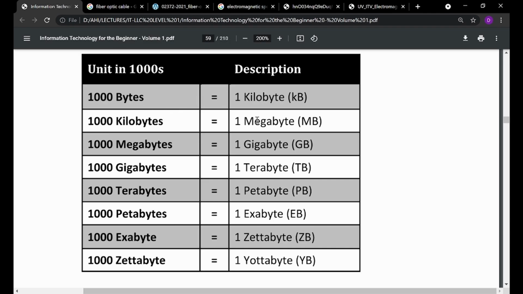Now 1,000 kilobytes is called 1 megabyte. Have you heard of megabyte before? Good. 1 megabyte means 1,000 kilobytes. Now how many bytes is 1 megabyte? I didn't say how many kilobytes is 1 megabyte. How many bytes is 1 megabyte? 1 million. How did you get 1 million?